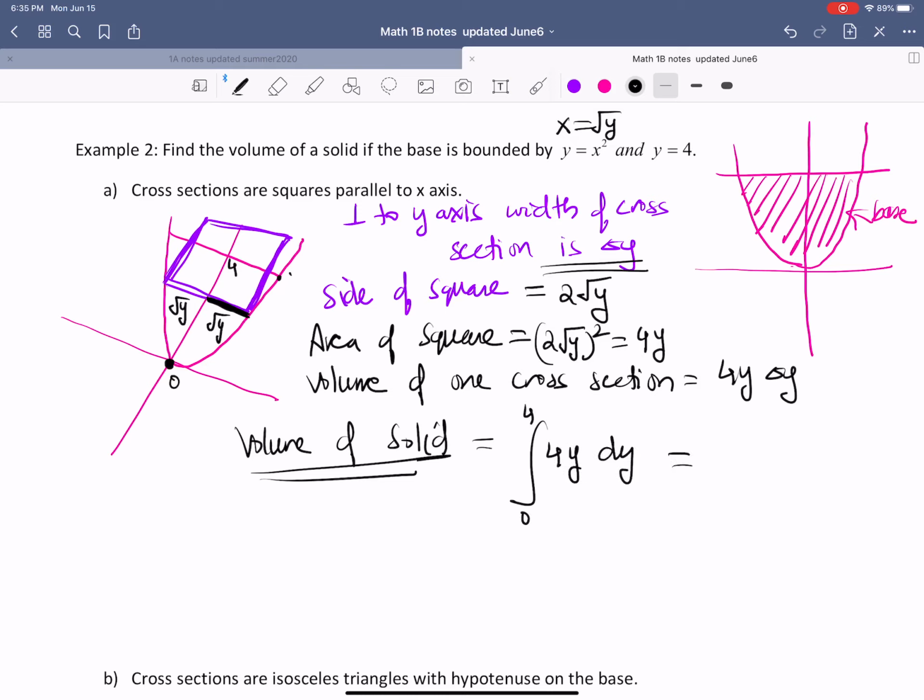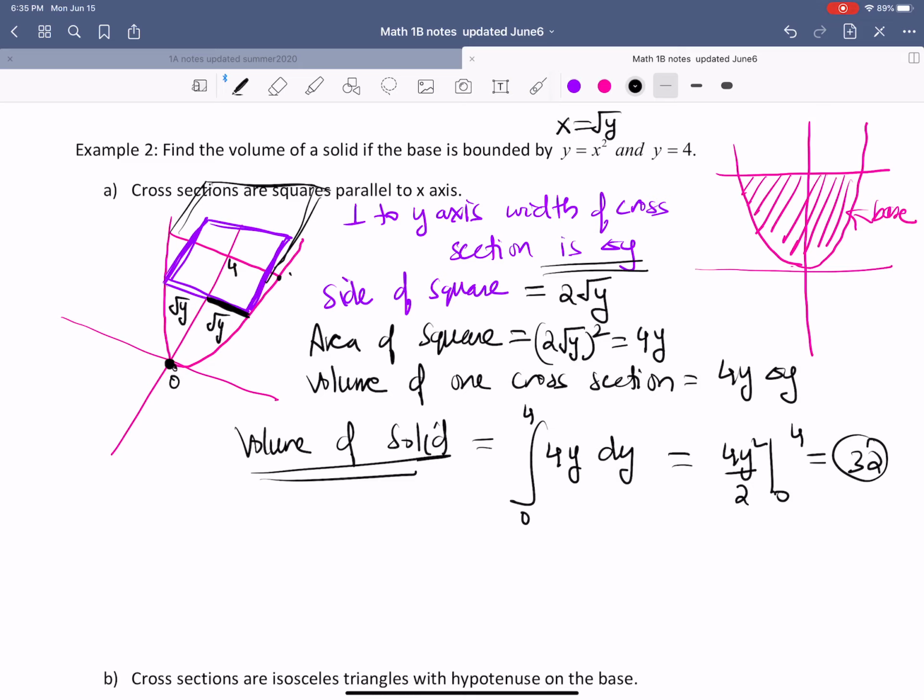4y dy. And that integration is not very difficult. It is just going to be 4y squared over 2. The bounds are 0 to 4, which would be 32. Okay, so just imagine it's a 3D shape. You have a really large square at the end, and then your squares are getting smaller and smaller, and you're going to have very small squares as you go towards the origin. Okay, good, awesome.